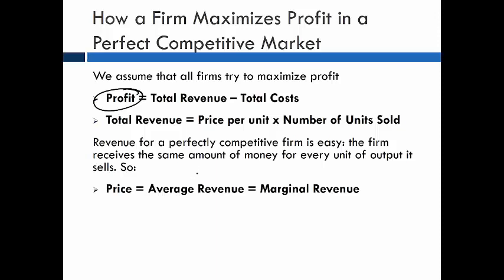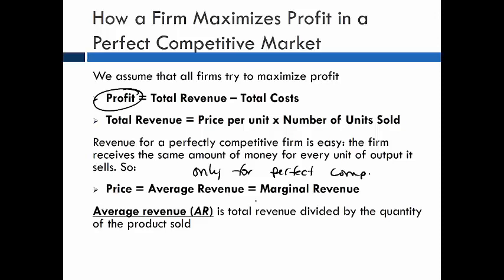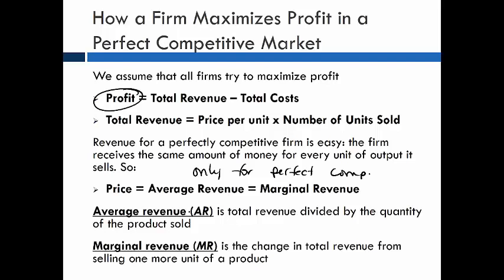So for these guys, and this is only for perfect competition, the price is the average revenue is the marginal revenue. In chapter 11, we were doing a lot of marginal versus average versus total. But for these guys, their average revenue is the price, and their marginal revenue. So if they're selling everything for $7, every time they sell another unit, they get another $7. And that's why we start with this one, because it makes it a little bit easier for us. Average revenue, you would just take their total divided by the quantity, and marginal is the change in the total revenue. But since they sell everything for the same price, those are all the same.